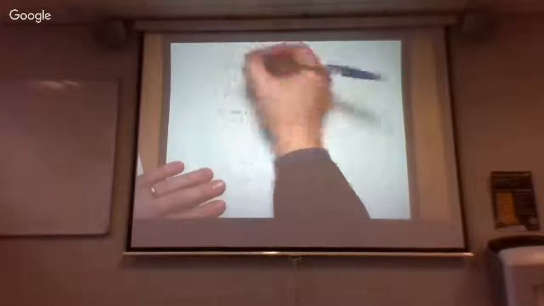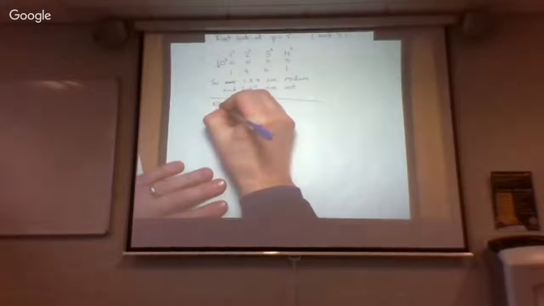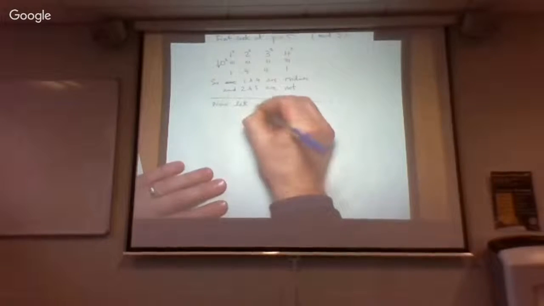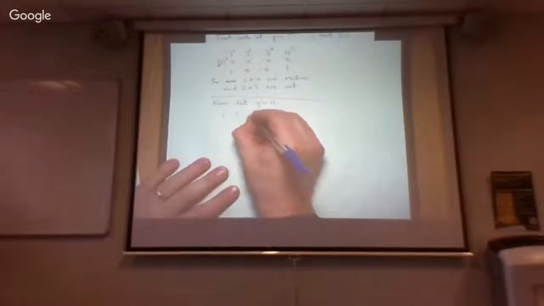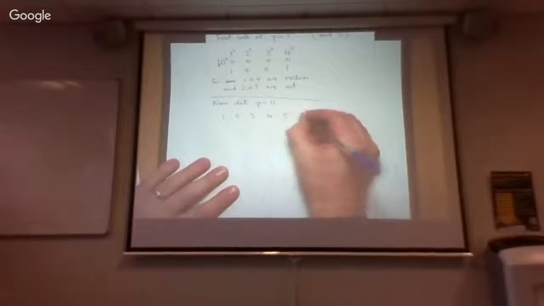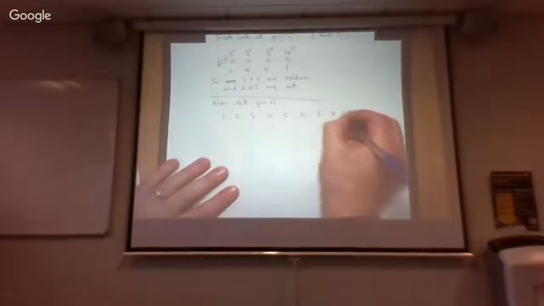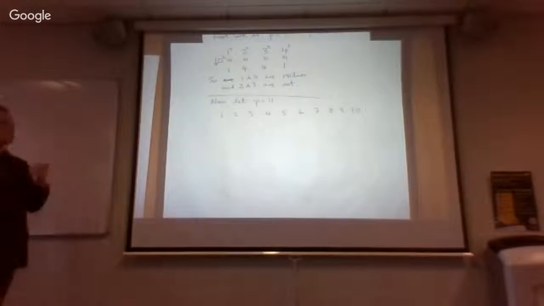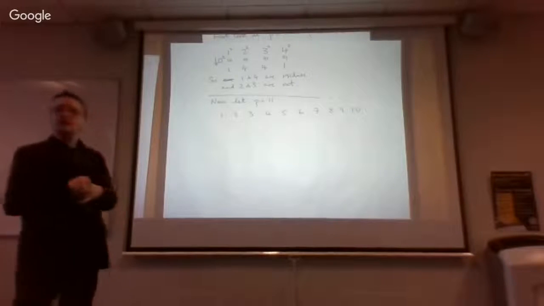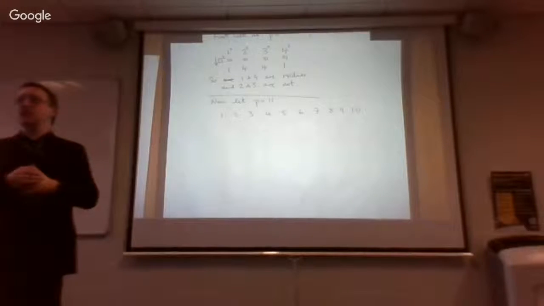So that was example 1. And now let p equal 11. We're going to prime. So there are 10 congruence classes modulo 11: 1, 2, 3, 4, 5, 6, 7, 8, 9, 10. Again, I pose the same question. Which of these are residues and which of these are not?